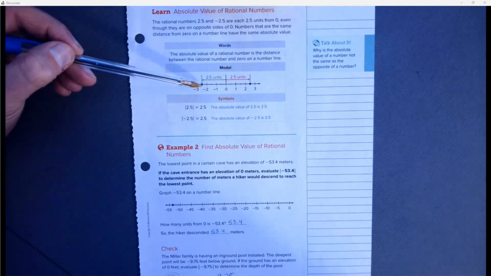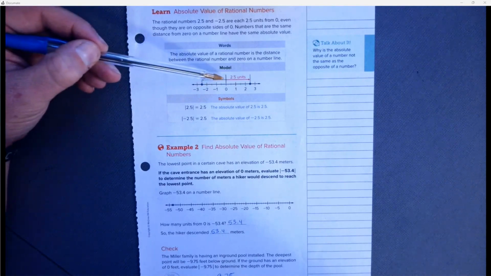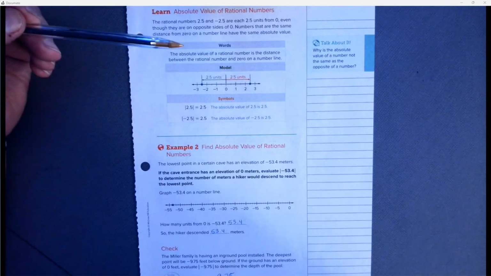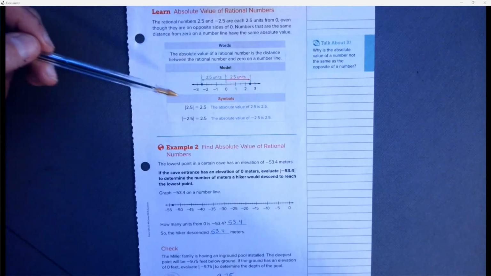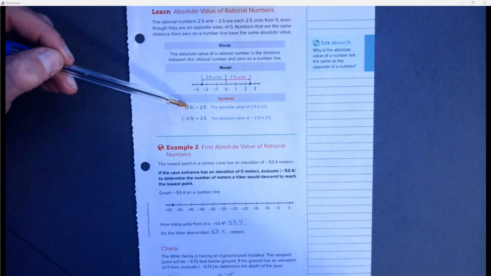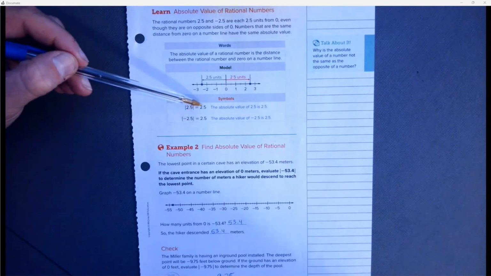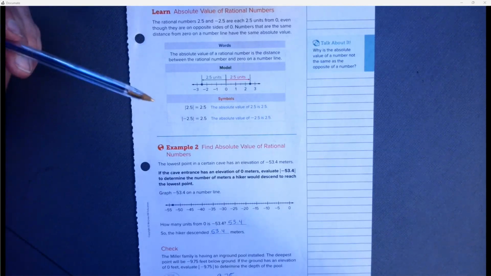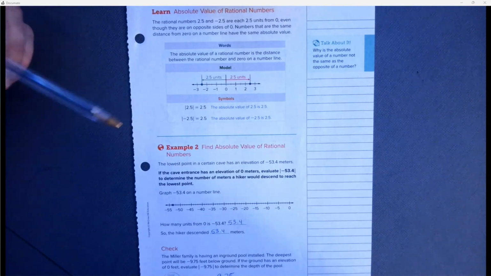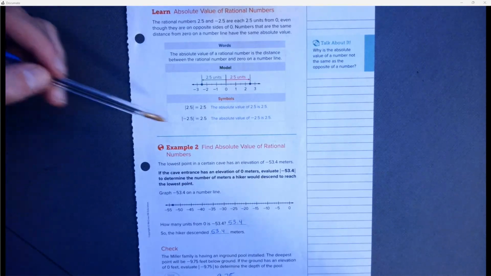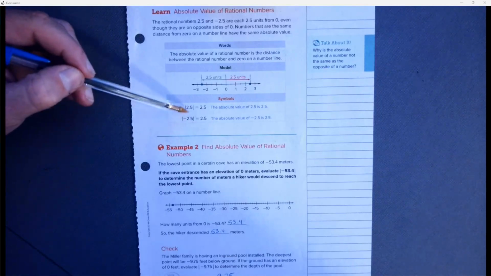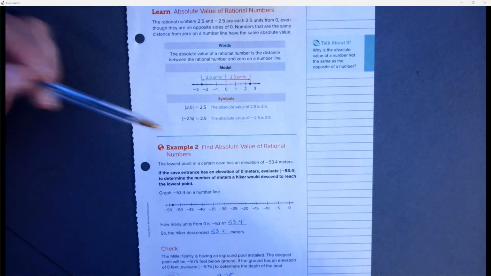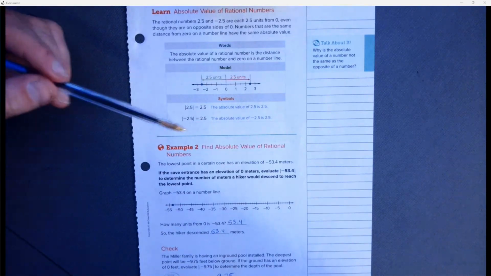So we see here we have negative 2.5, which is 2.5 units from 0, and 2.5, which is also 2.5 units from 0. So the absolute value of 2.5 equals 2.5. We know the absolute value is always positive because it tells us the distance from 0, and we measure distance in positive values. So the absolute value of negative 2.5 is also 2.5 because it's 2.5 units from 0.